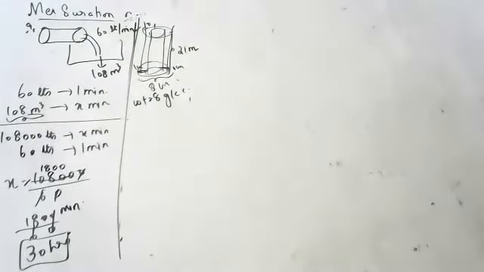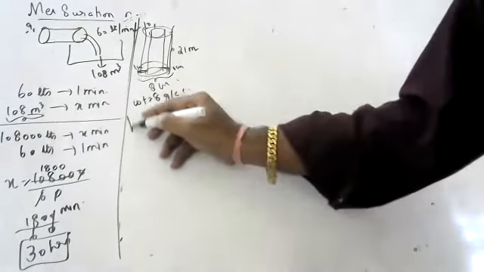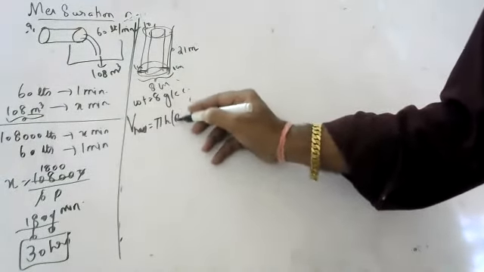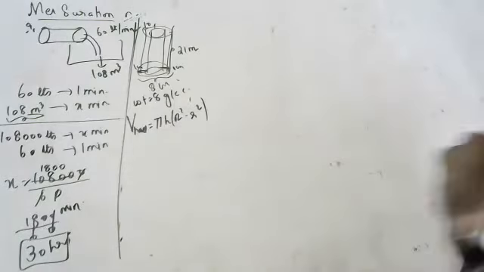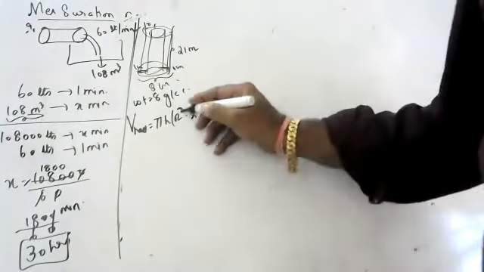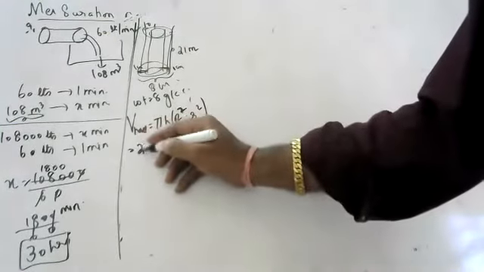You tell me how to find the volume of hollow cylinder. What is the volume of hollow cylinder? Pi h into big R square minus small r square. Pi h into big R square minus small r square.